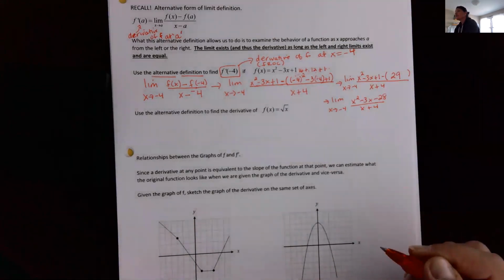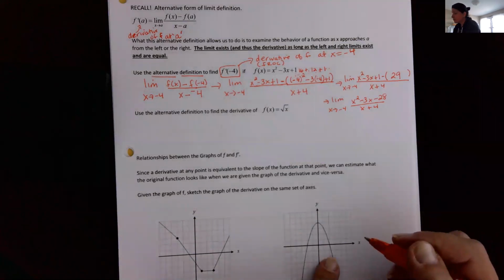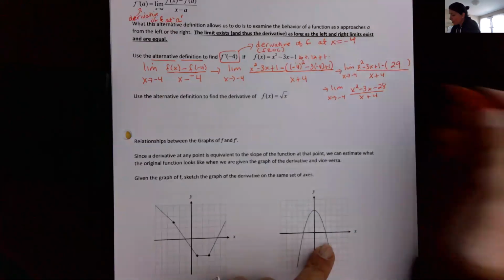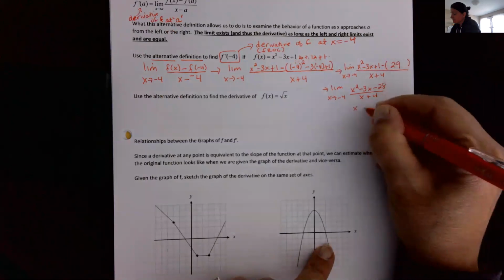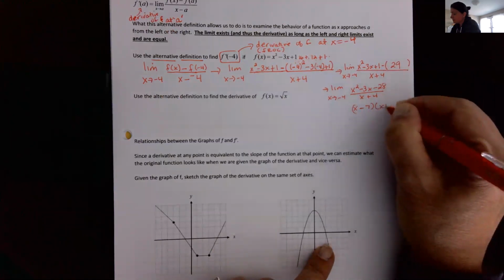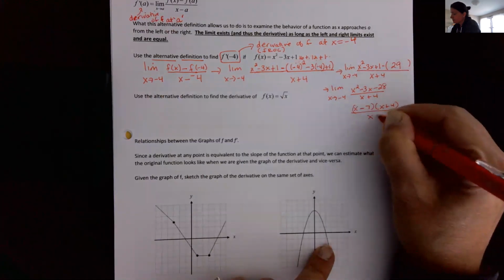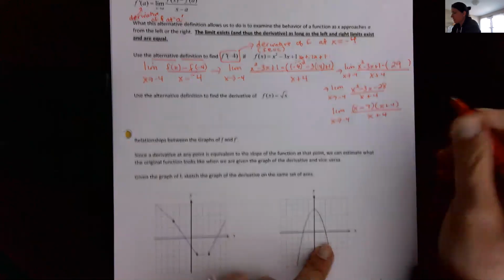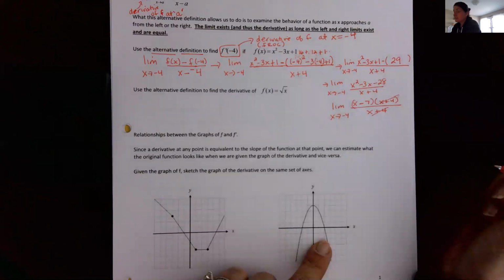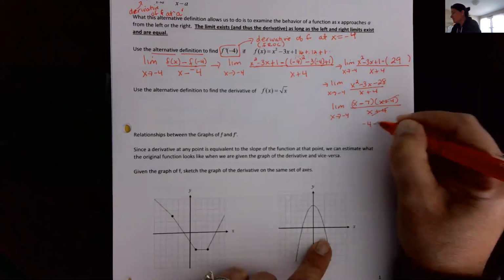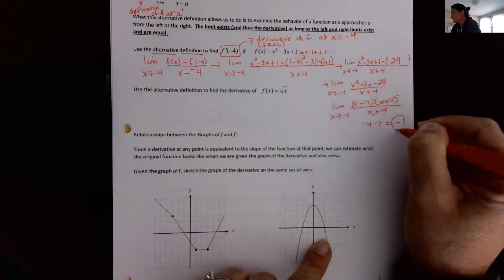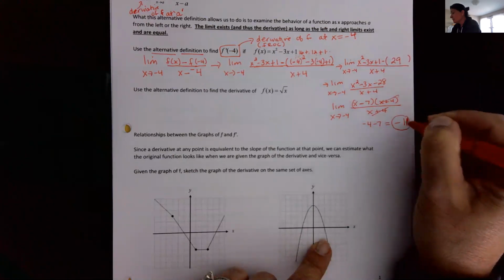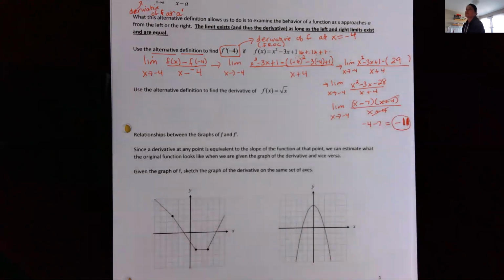Still can't plug in -4. After all that work, we still can't plug in -4. We're going to factor the top. Minus 7 plus 4. All right, that should help. Now -4 minus 7 is negative, not -1, -11. Sorry about that. -11. Okay.